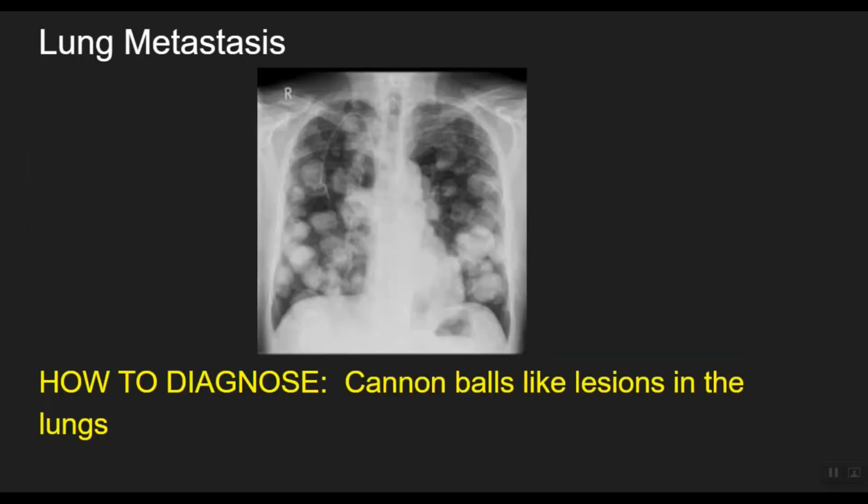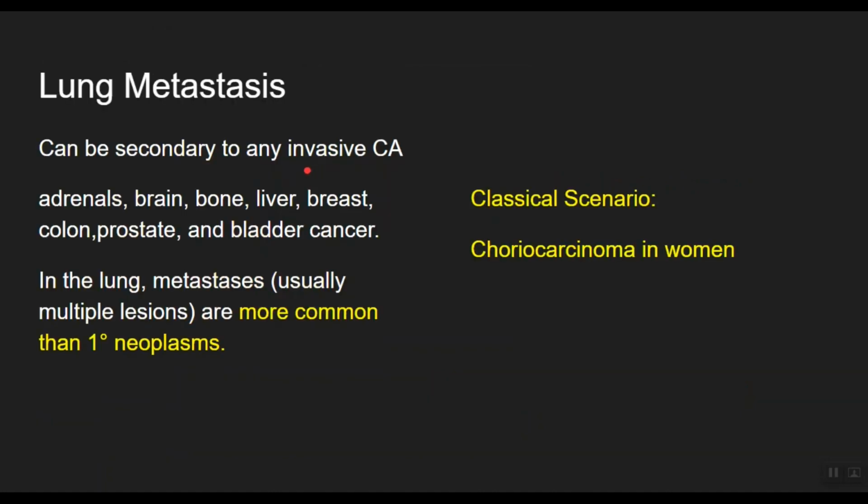Here is another x-ray showing cannonball metastasis and it is fairly easy to diagnose. Lung metastasis can be secondary to any invasive cancer, for example, adrenals, brain, bone, liver, breast, and bladder. Lung metastases are in fact more common than the actual primary neoplasms of the lungs. But the classic scenario that I want you to remember is that of a woman suffering from choriocarcinoma, very high yield for the exam. You will often see the characteristic cannonball metastasis in a survivor of choriocarcinoma.